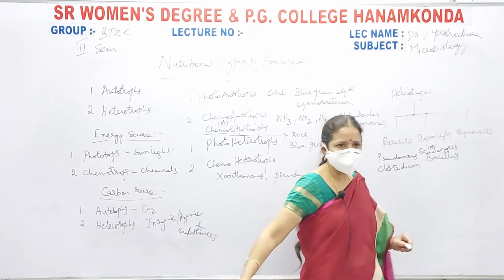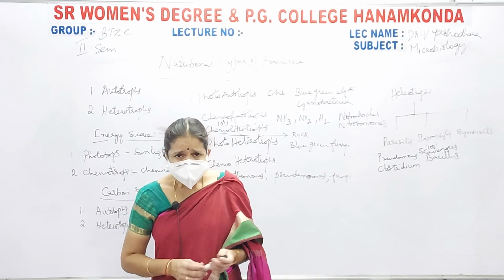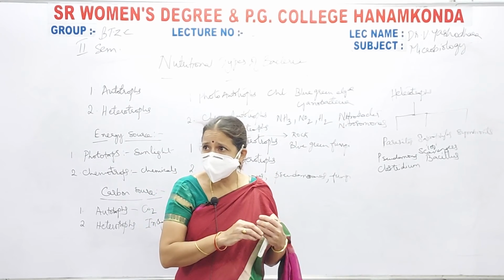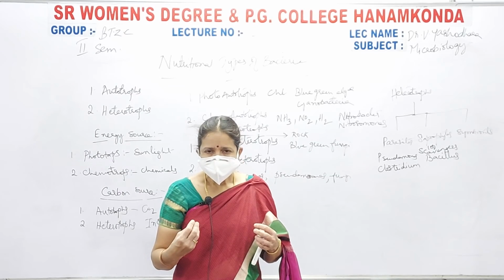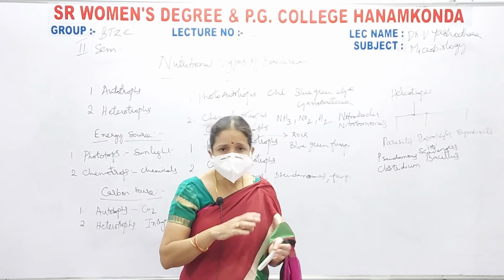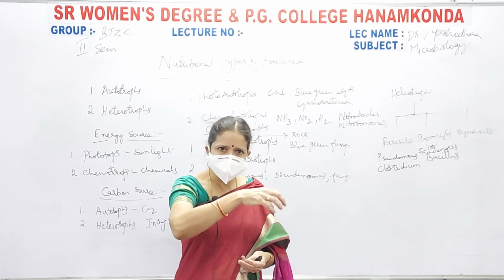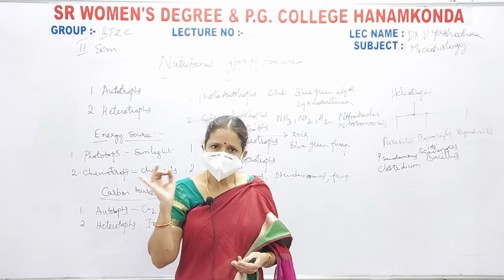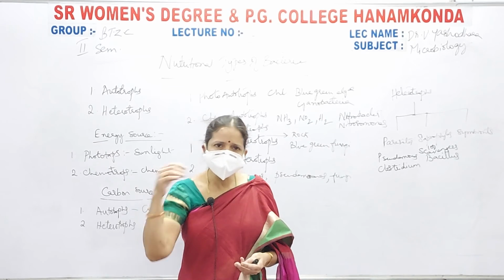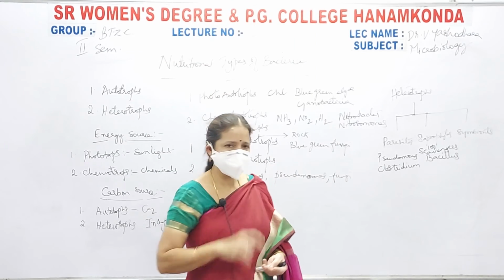Now coming to the symbionts. These are organisms that sit on another organism. They do not feed simply on that organism, but they feed on it and in turn they benefit the organism. That means they take food material from the organism. First one. Second one is in turn they do some benefit to the organism. This is known as a symbiont.